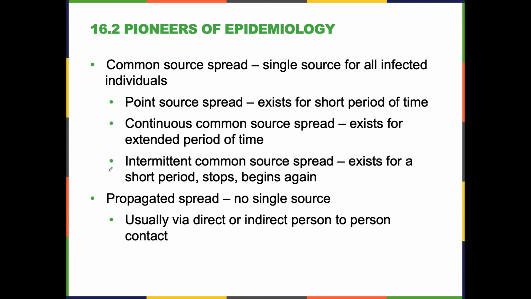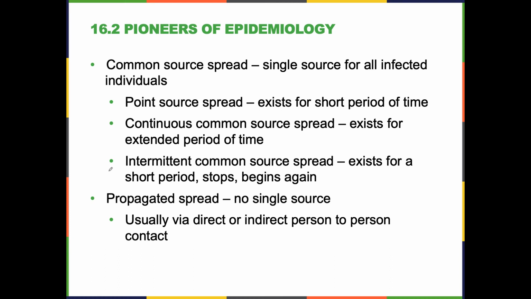So this then leads to a couple more definitions from this. Where does disease come from, or where does it spread from? What's the source? So a common source spread is one where there's a single source for all infected individuals. So the source is this one place that the disease is continuing to spring up. And then we can have a point source where it just exists for a short period of time.